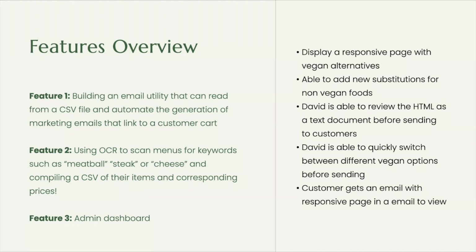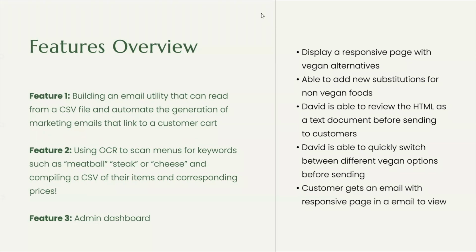We then offered vegan options based on certain keywords, and we were actually also able to offer their corresponding prices as listed in the Shopify application. Finally, our third feature was to build an admin dashboard for David to use to send emails. The emails were actually done with HTML, so they would be very responsive, and it wouldn't matter if the customer opened it in a web browser or in their email client, but they would still look good. And it also allows David to review the email template before it went out to the clients.